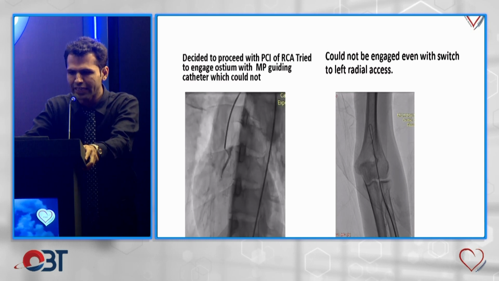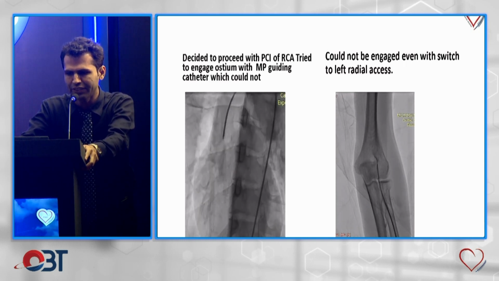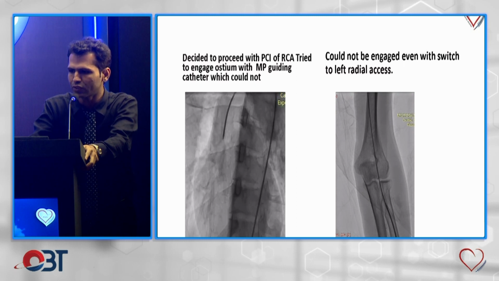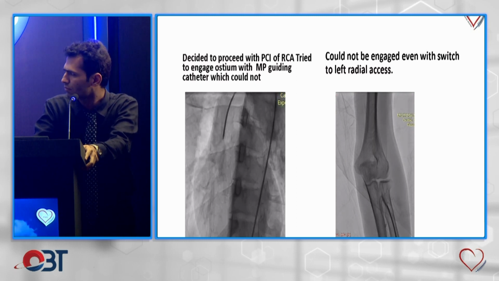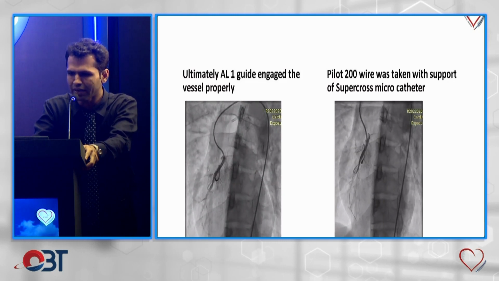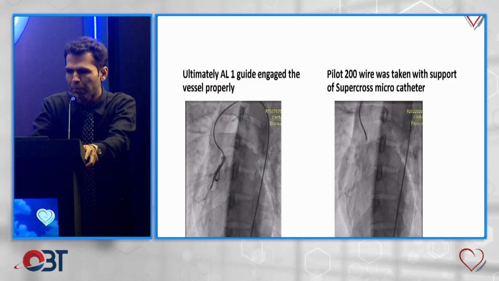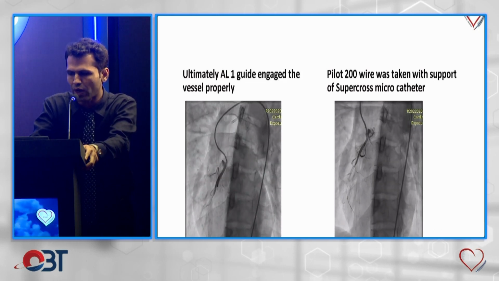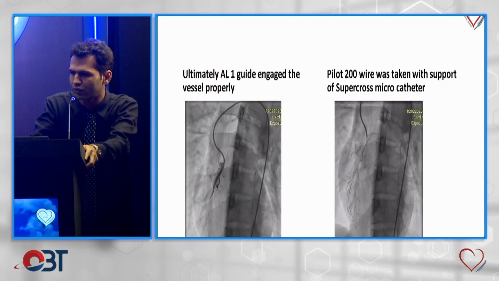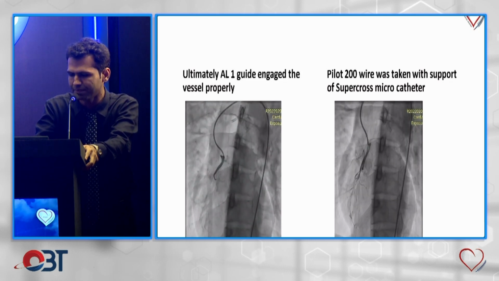We tried to engage the RCA ostium with multi-purpose guiding catheter, but couldn't succeed. RCA couldn't be engaged even with switch to left radial access. Ultimately, AL1 guide engaged the vessel properly, and Pilot 200 wire was taken with support of Supercross micro catheter and passed to RCA.